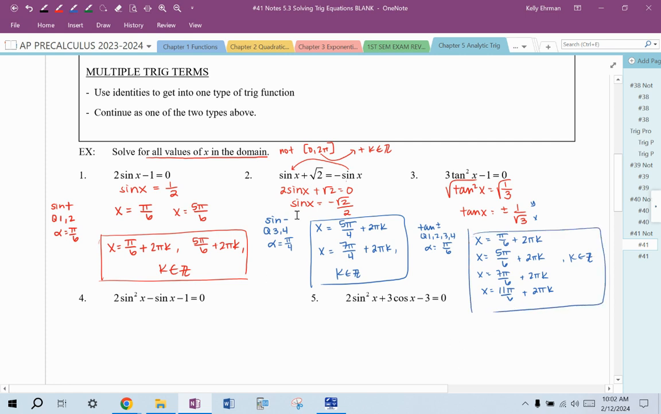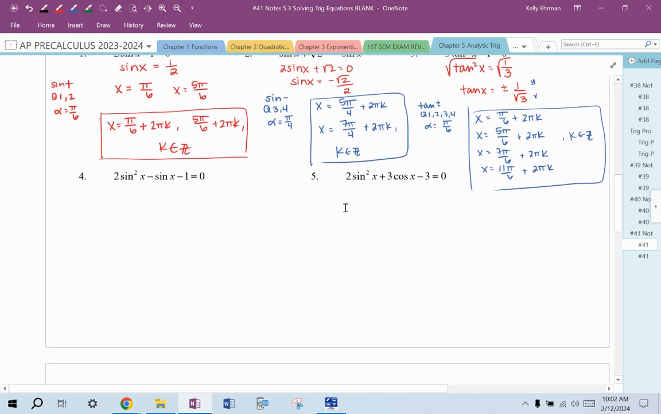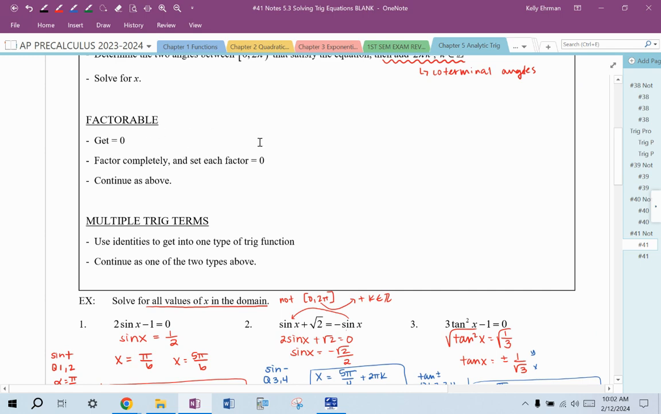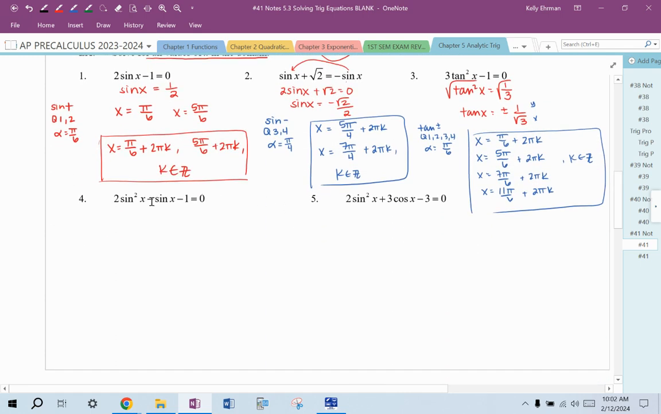So all of those so far were a single trig term. What about the next one? What if we have something that's factorable? So if I have something that looks like a trinomial, or maybe I see a GCF or something, start by making sure it's equal to 0. So check. And then factor completely.